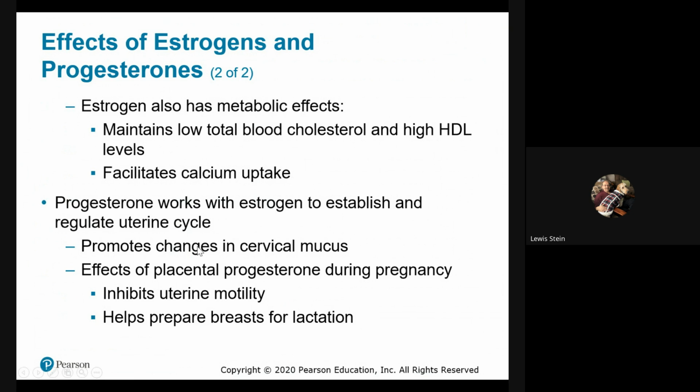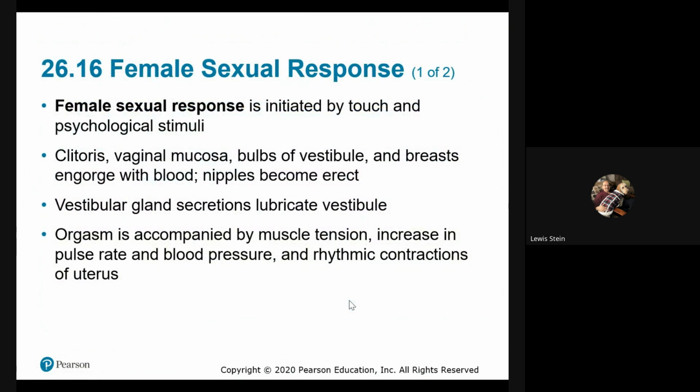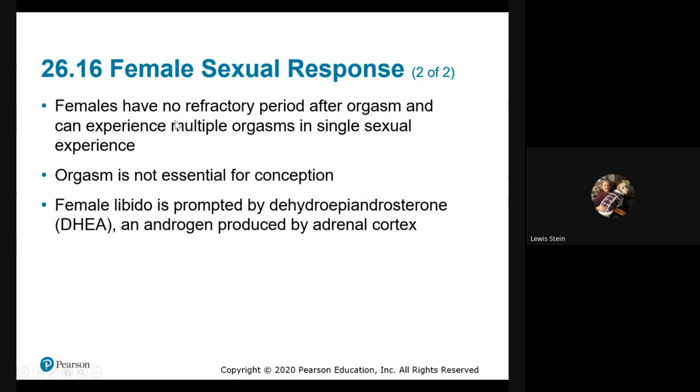Progesterone, obviously they work in concert together. Changes in the cervical mucus, all about the placental progesterone during pregnancy, inhibiting uterine motility, preparing the breasts for lactation, all of those things. And they summarize it nicely here. Again, sexual response, you can read that as well as I can read it to you. All of those types of things are pretty standard. Again, parasympathetic for arousal, sympathetic for climax, obviously. There's no refractory period, unlike the male. And orgasm, as we know, is not essential for conception. Again, we feel that adrenocortical androgen probably plays a significant role in female libido.